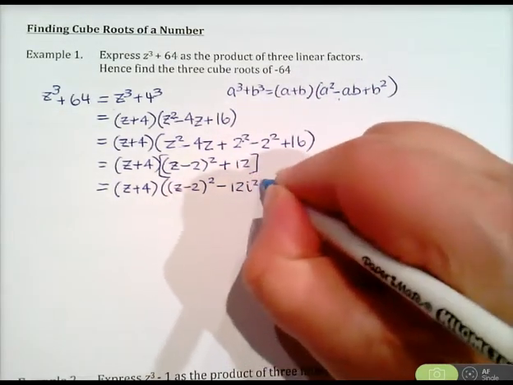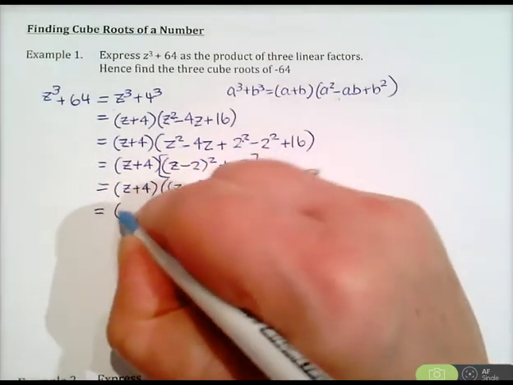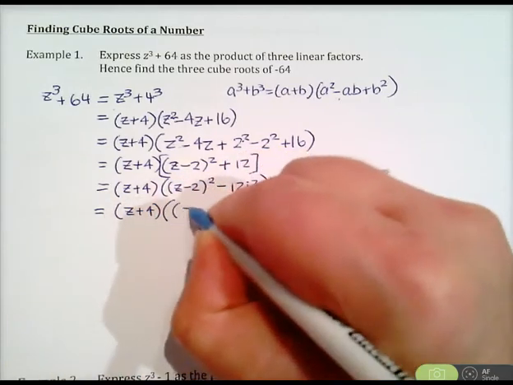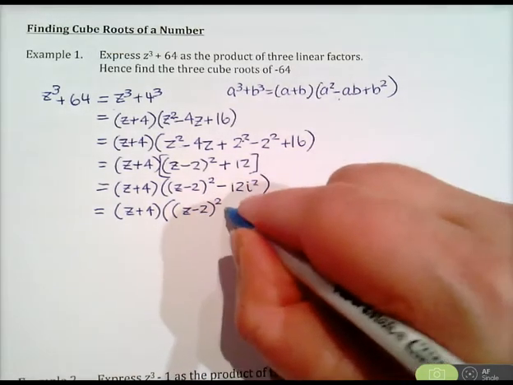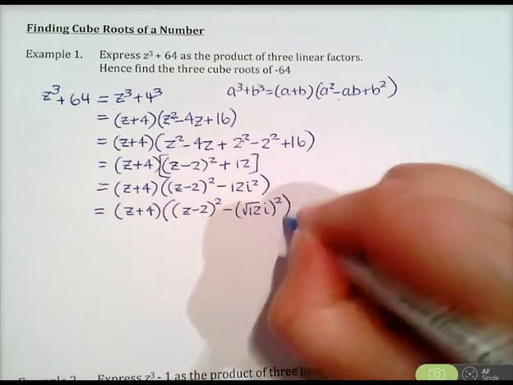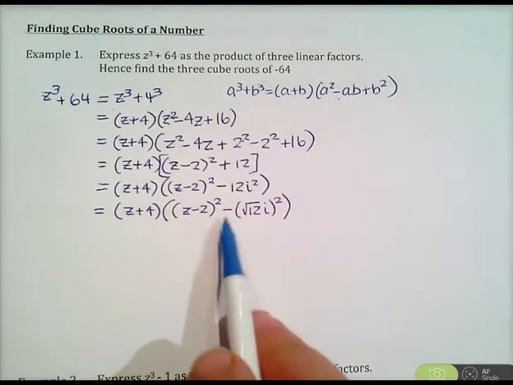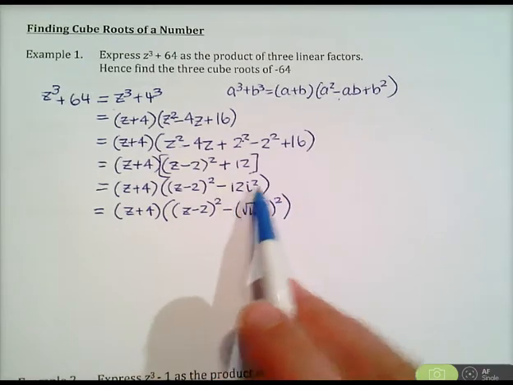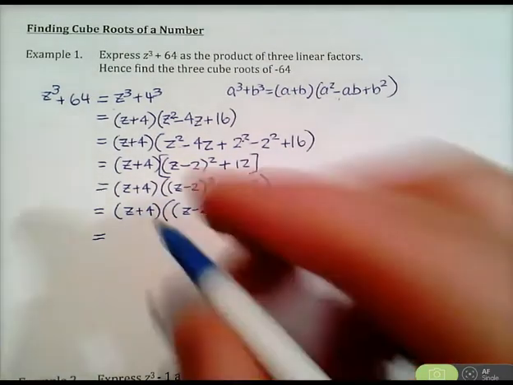Now, 12i squared doesn't look like it's a square number, so I'm going to now make it look like a square number. Then I've got z minus 2 squared. Now I'm going to write this as minus root 12i squared. So now I've got a difference of two squares here. I've got a squared minus b squared. So root 12 squared is 12, i squared is i squared. So now I can factorize this.